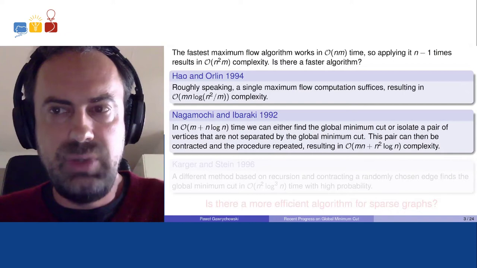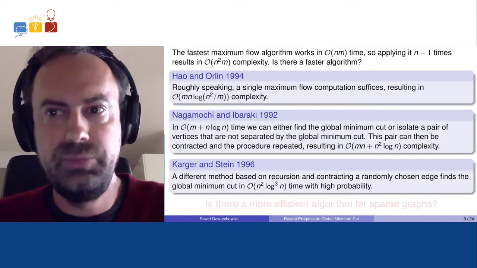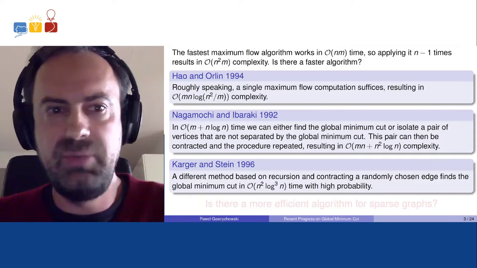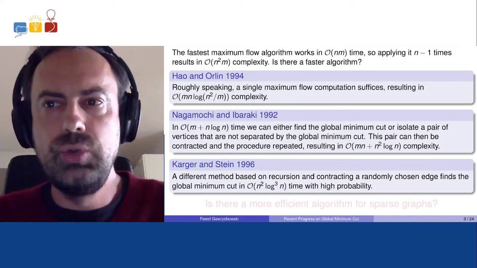So for dense graphs, there was a better solution by Karger and Stein from '96. It's actually an improvement of a previous algorithm by Karger. So it used some kind of randomized contraction. So you choose an edge at random and then you contract it and you repeat this process.